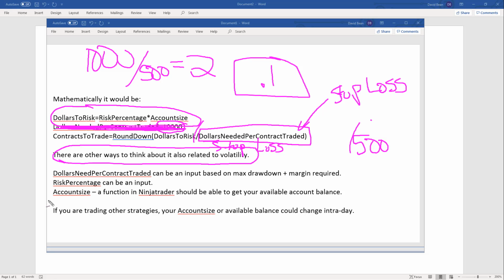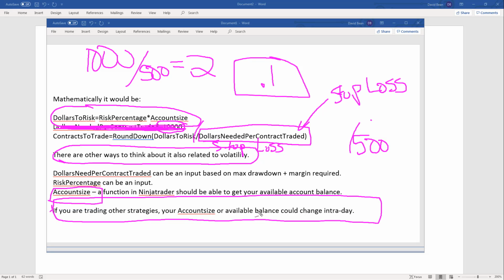So account size, platforms have the ability to get the account size, but you have to make sure that you're only trading that one strategy in that one account, or the available balance could change intraday. I don't have a program in my strategies for futures to trade contracts, because I'm not changing contract size frequently. I look at an entire portfolio, a list of systems that I trade, and it's typically a longer time period, and then an analysis of when to change the position sizing. I don't want it to be calculated on each strategy separately. But this is one way.